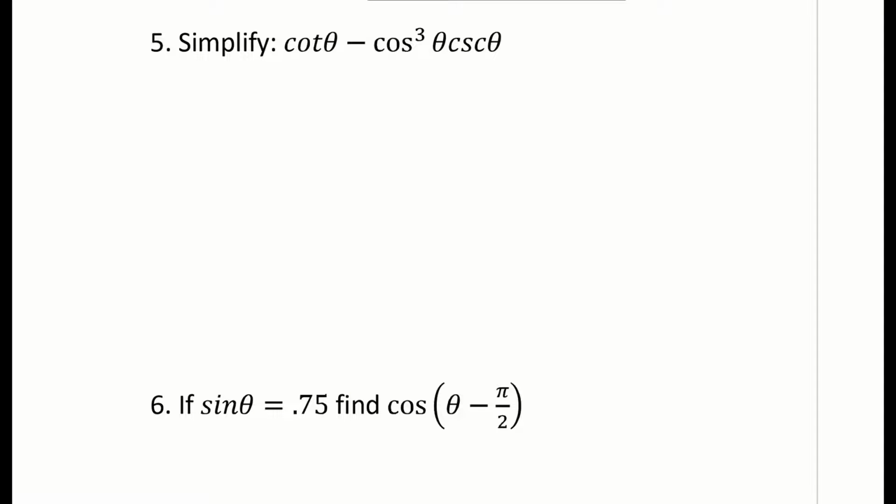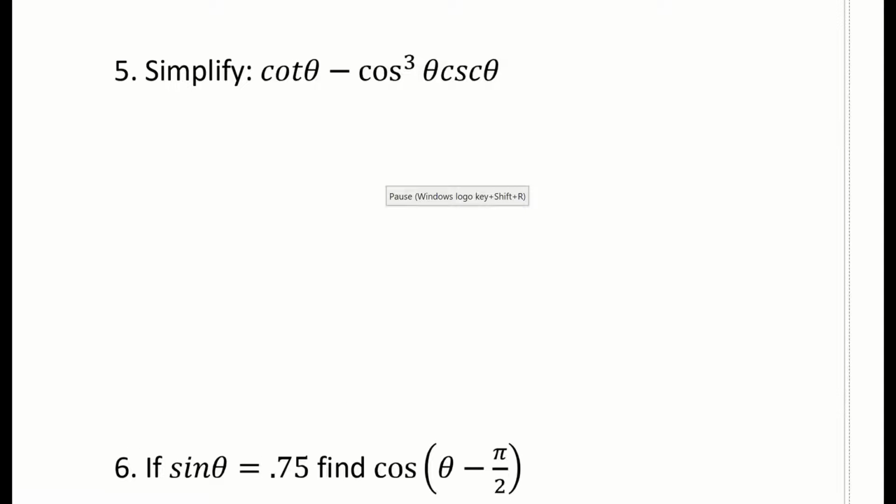And so this next problem, number 5, they're asking us to simplify. Now, there's nothing really that we can do from here. So at this point, we're kind of stuck. We can't factor anything out. We can't really do much else, right? We can't substitute anything in, etc. And so what I'm going to do is rewrite each one of these in terms of sine and cosine and see where that takes me.